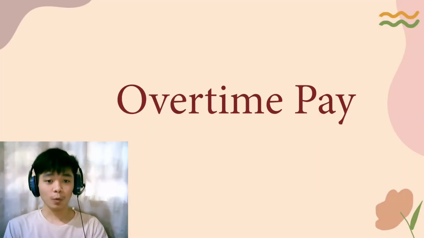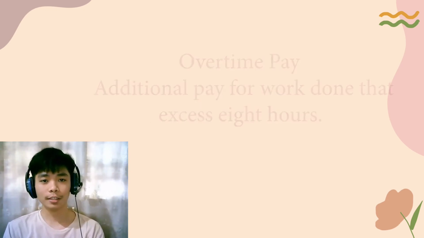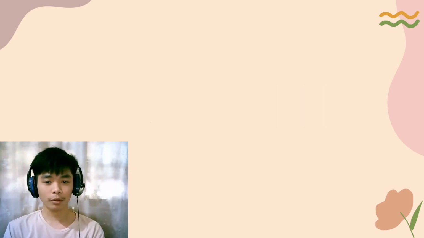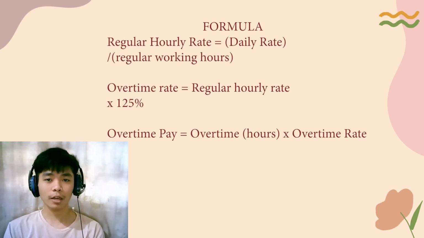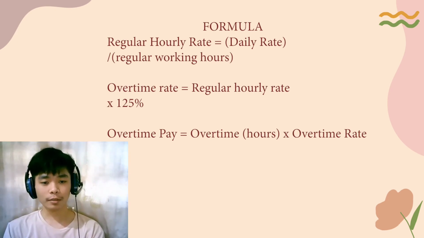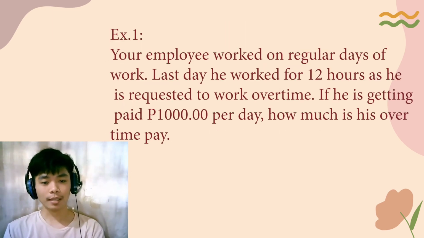Overtime pay. What is overtime pay? Overtime pay is an additional pay for work done that exceeds 8 hours. In solving the overtime pay, you need to remember these 3 formulas, which are: regular hourly rate equals daily rate divided by regular working hours; overtime rate equals regular hourly rate times 125%; and lastly, overtime pay equals overtime hours times overtime rate. So, let's get started.